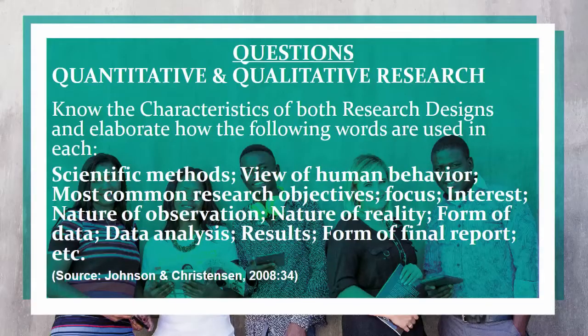The nature of observation: the way we observe aspects or things in quantitative is different from the way we do our observation in qualitative. Nature of reality in each of these research designs. Form of data: what form of data do we collect in qualitative and in quantitative? Data analysis: once we have collected the information, how do we analyze data in qualitative research design and how do we do data analysis in quantitative research design?